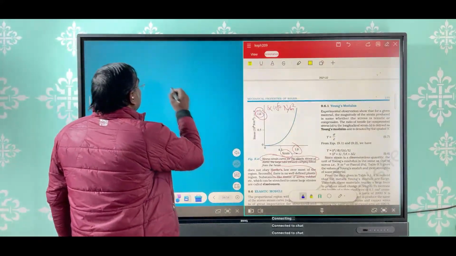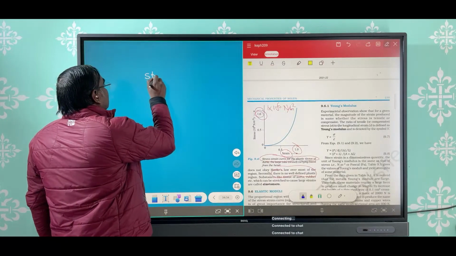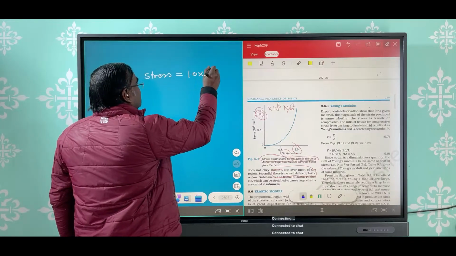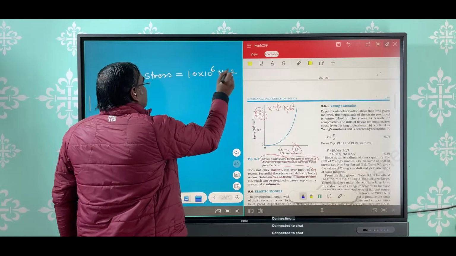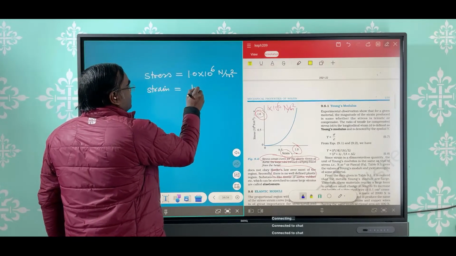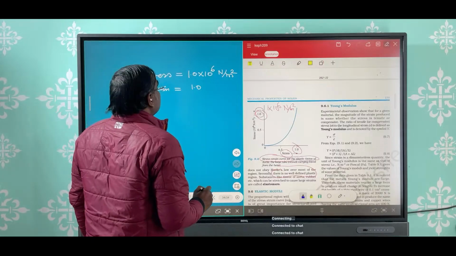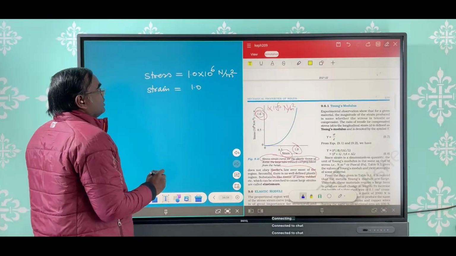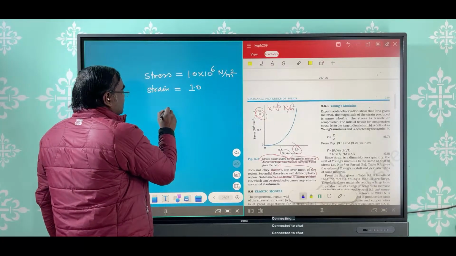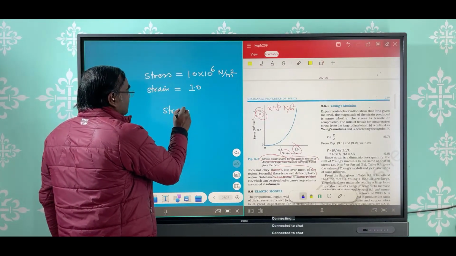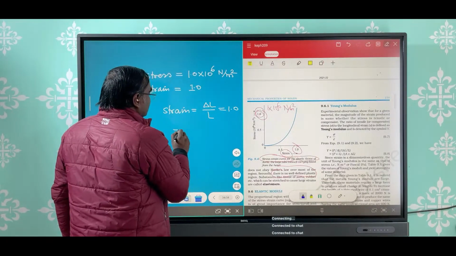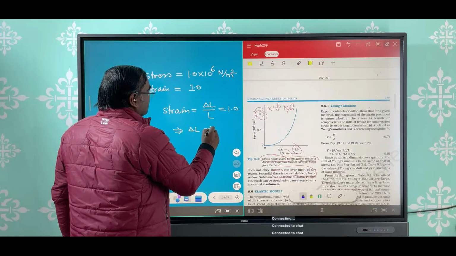How is it showing that? For stress equal to 1 into 10 to the power 6 Newton per meter square, there is a strain of 1.0. So what does it mean? Strain one means strain, which is defined as delta L upon L, is one. This means delta L becomes L.